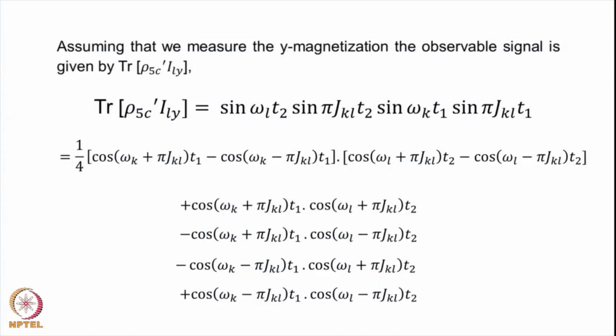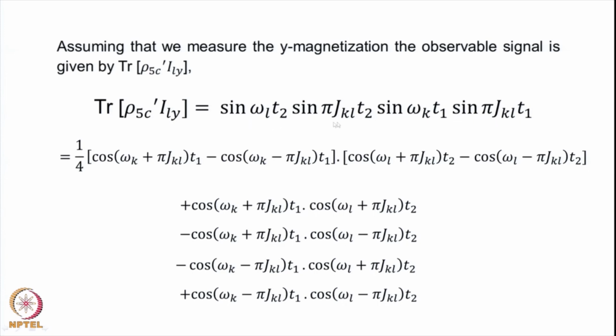Okay. Now, assuming that we measure the Y magnetization, the observable signal is given by trace of rho 6C dash ILY. Okay. And we get here, because we are looking at the L spin magnetization, we are looking at the cross peak. Okay. So, this gives me sin omega L T2 sin pi j k L T2 sin omega k T1 sin pi j k L T1.